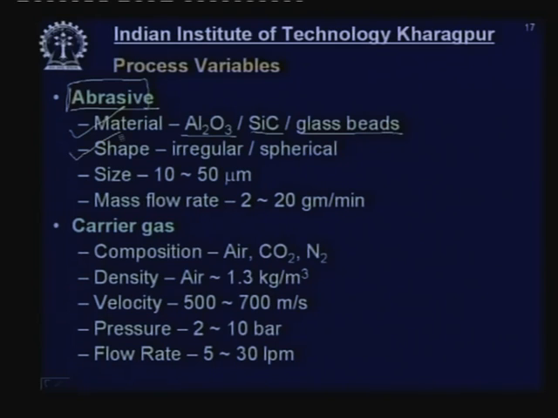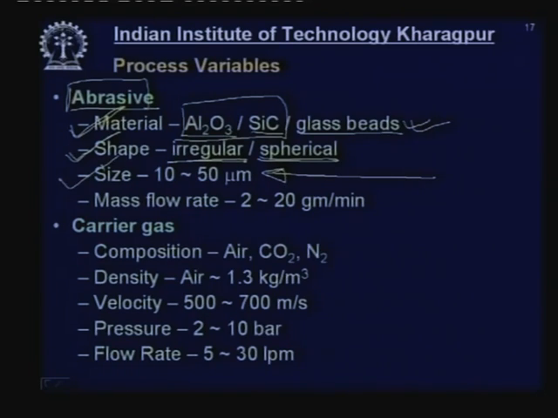Then comes the shape of the abrasive. Once you have decided that you are going to use aluminum oxide or silicon carbide, typically their shape is irregular, but they are rather sharp. If someone is interested in using glass beads, their shape would typically be spherical. Now, once we have decided about the material and the shape, then comes the size. The size of these abrasive particles is rather small, in the range of 10 to 50 micron.